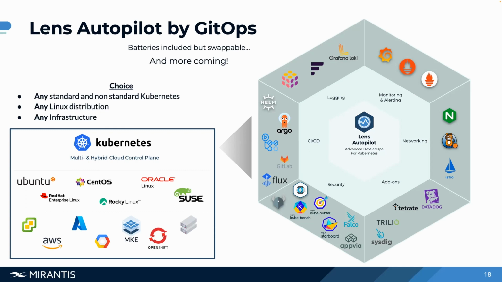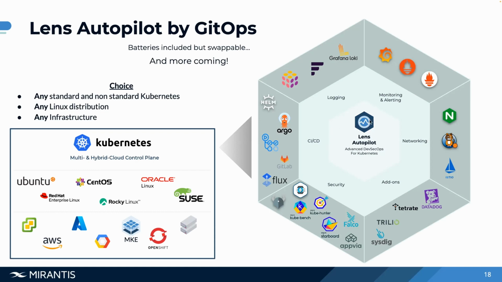And then on top of that, you can select your Kubernetes distribution, whether it is pure vanilla, do-it-yourself Kubernetes, whether it is any of the public cloud distributions, whether it is Tanzu or Mirantis Kubernetes Engine, right? You have that choice. So this is one of the key components behind Lens Autopilot, right? The choice of infrastructure, Linux distribution, and Kubernetes distribution.